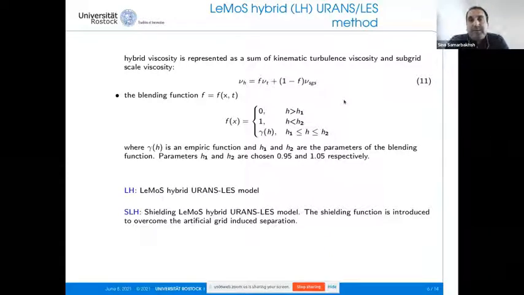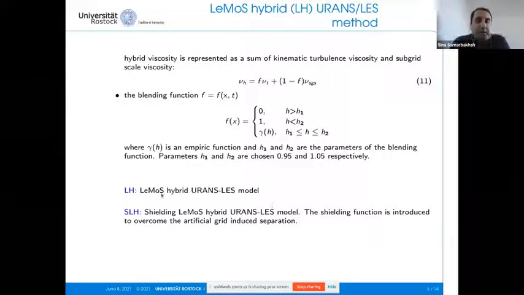So equation 11 shows that this hybrid viscosity is a weighted sum of our kinematic turbulent viscosity and subgrid scale viscosity with a blending function f. F is 0 when we are in a LAS region, F is 1 when we are in a RANS region, and in the buffer region between RANS and LAS, we use the gamma function for a smooth transition from RANS to LAS.